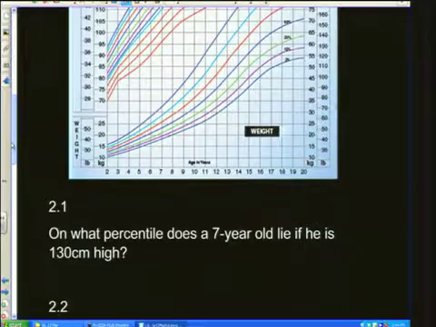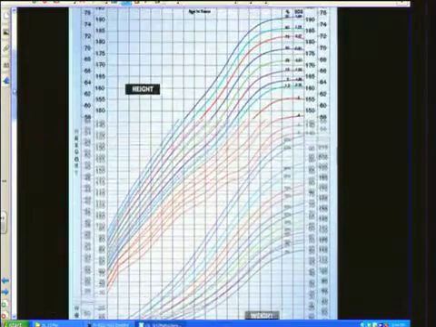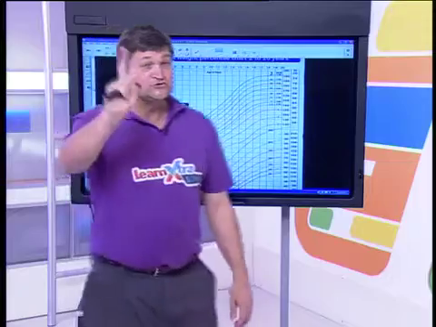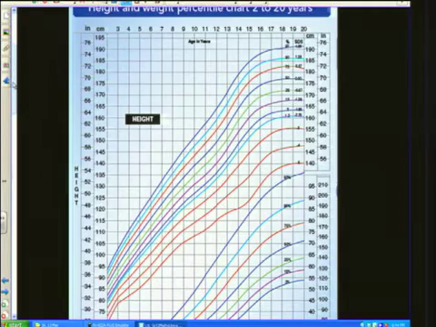On what percentile does a 7-year-old lie if he is 130 centimeters high? Okay. Now, we got 2 bits of information. My first information is what, James? That is a 7-year-old. What's my second information? The height. Okay. So because I'm 7 years old, I know I'm going to look at the information that comes down on this 7-year-old. I'm dealing in height, so I'm staying on top of my graph.